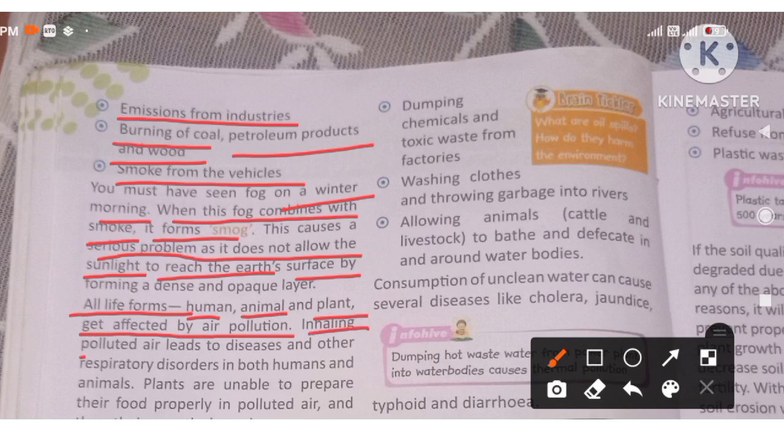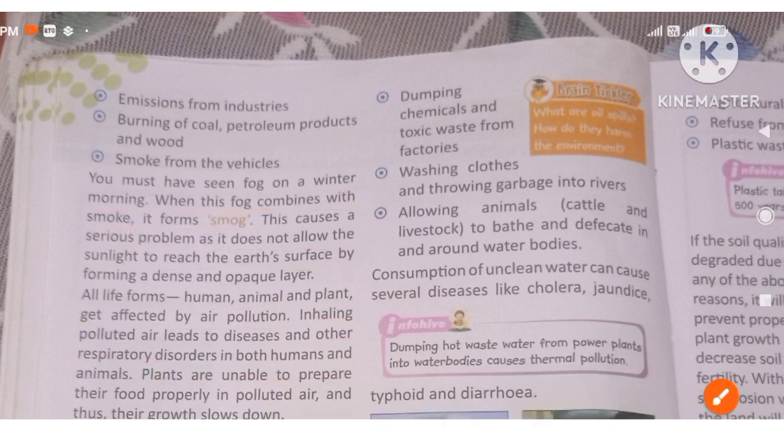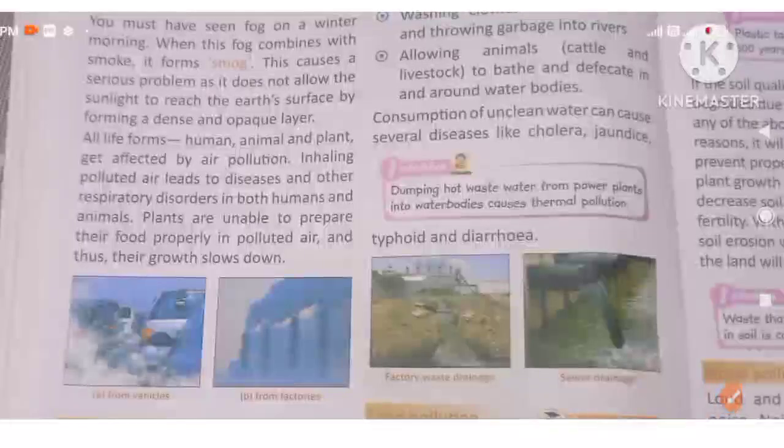Inhaling polluted air leads to disease and other respiratory disorders in both humans and animals. Plants are unable to prepare their food properly in polluted air, and thus their growth slows down.